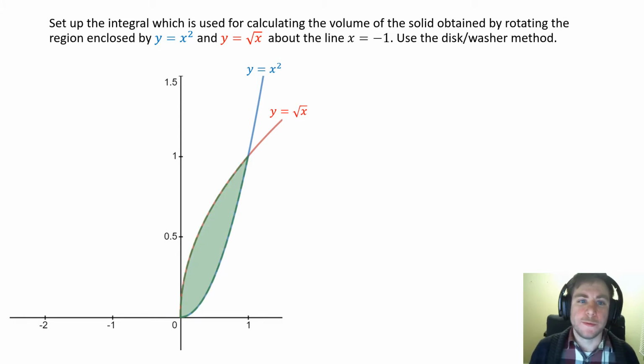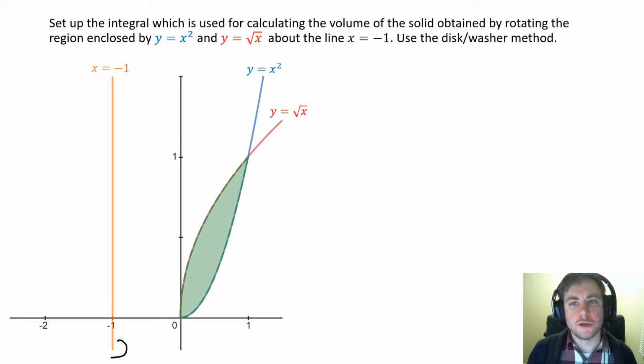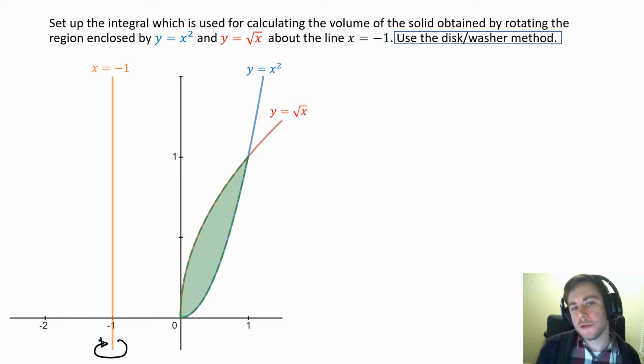In this case, we're being asked to rotate around the line x equals -1, so we should include that in our sketch as well. And now we're ready to start slicing our solid to find the volume. We're going to use either horizontal or vertical rectangles. But notice the question does ask us specifically to use the disk washer method, and that implies the use of rectangles which are perpendicular to the rotational axis as discussed in the previous video.